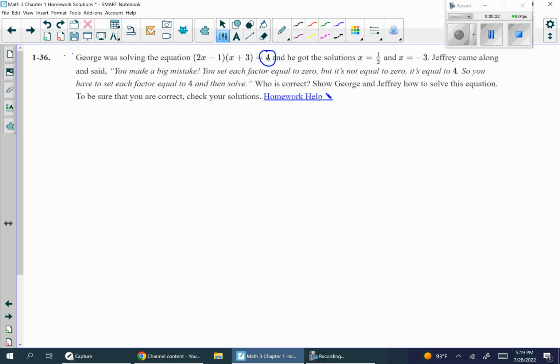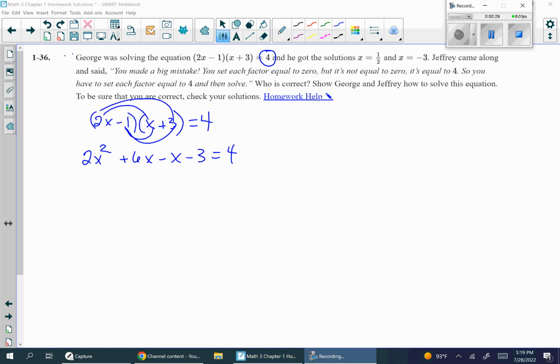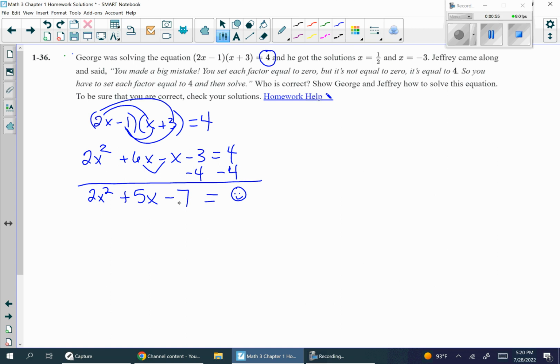First things first, we have to make sure that this 4 is moved over, but you can't do that because these are actually factors. So let's get this started. First thing, we're going to use the distributive property, multiply it out, and then now we are actually able to subtract the 4 from both sides and combine like terms to get an expression so that it is equal to 0 on one side. So we end up with 2x squared, negative 6x, or excuse me, 6x minus x is plus 5x, and then negative 3 minus 4 is minus 7.